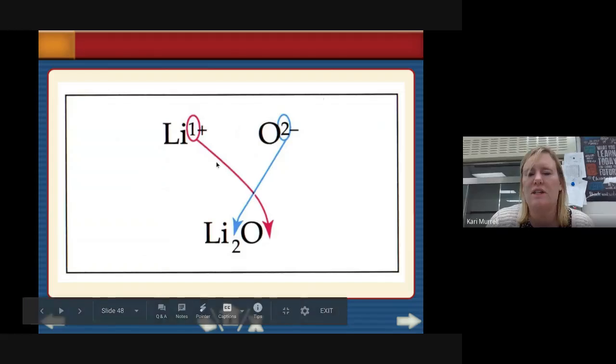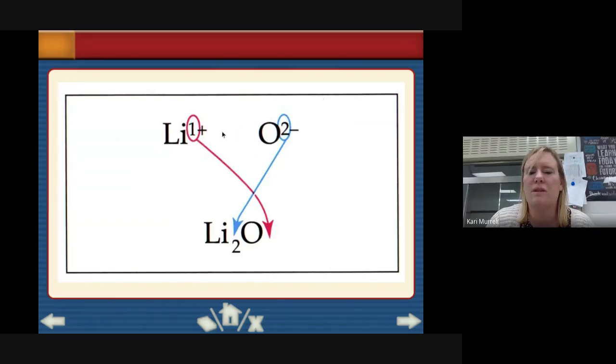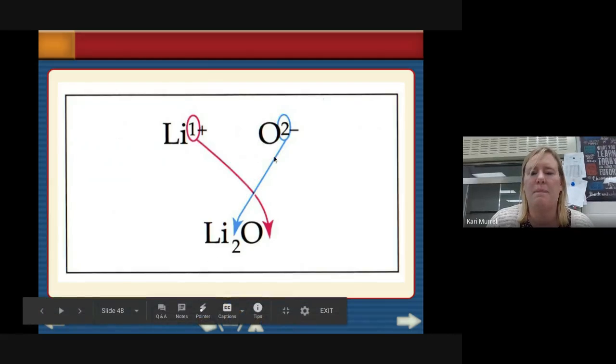So let's take a look at this. Here we have lithium and we have oxygen. We would write their charges up above them like this, and then we're going to crisscross them, as we can see here. So we're going to give the 1 to the oxygen, and this 2 from the oxygen we're going to give to lithium. So we crisscross them and write them as subscripts, and then we always omit the number 1. So if there's a 1, we can just ditch it.